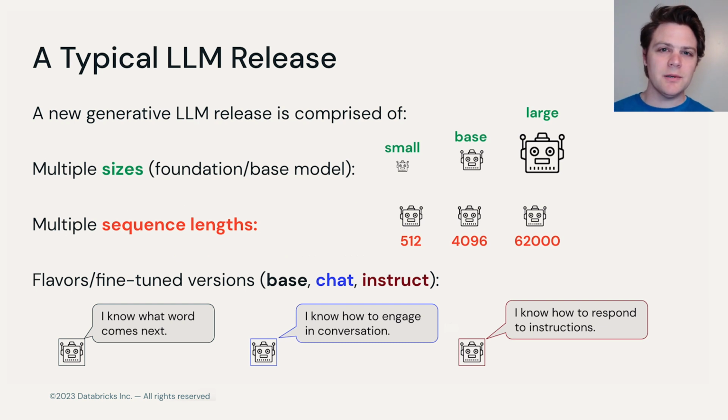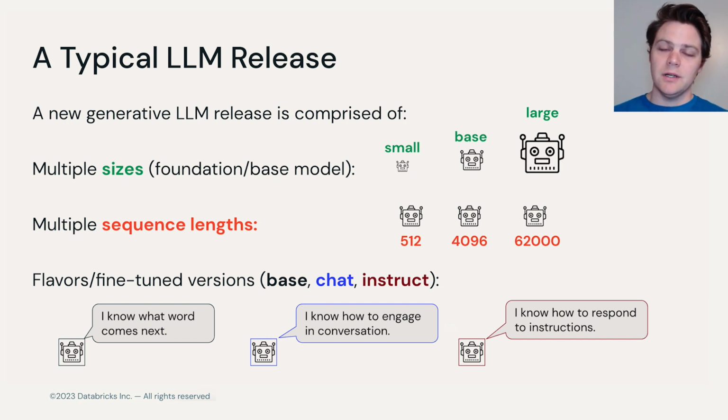So let's talk about a typical large language model release. We're going to consider the open source large language model releases that tend to occur almost weekly at this point. Usually, they're released in a number of different sizes. So we have a foundation model, which is a model that's just trained to predict the next word on all of the text that it's seen so far. These typically come in a base model size and then a smaller and a larger version.